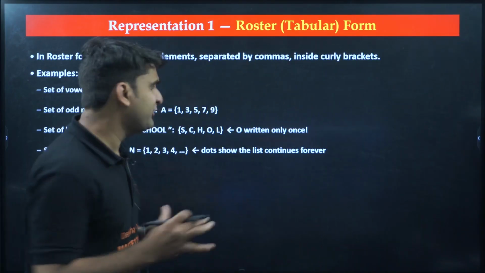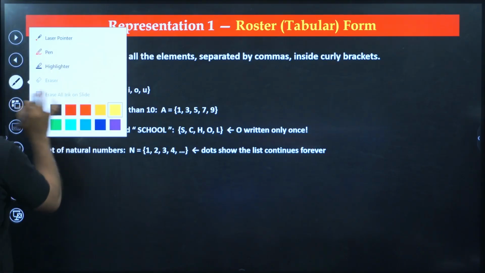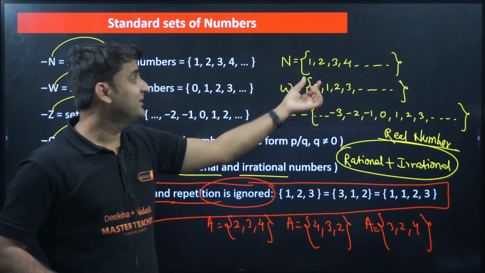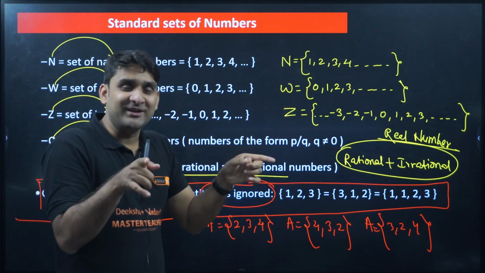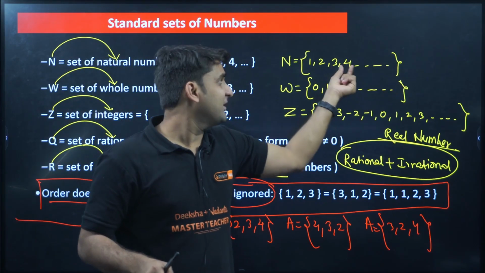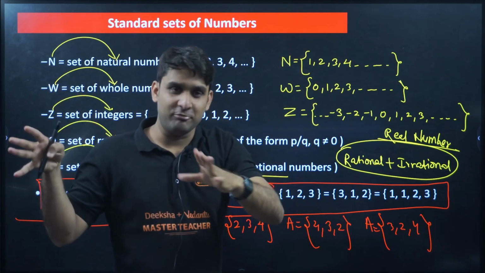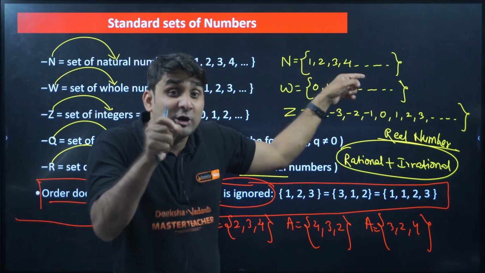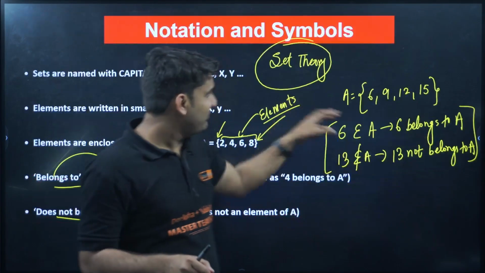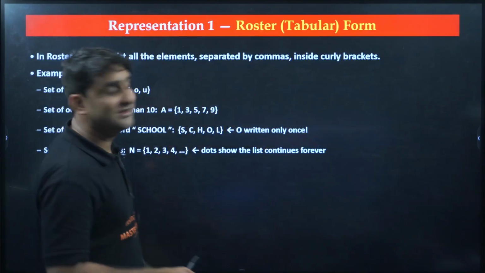So what is roster form? Listen, everyone. Whatever I have told you so far here, all are roster form. These are called roster form, when we write the elements using commas inside the brackets. There is no language. I can write in language also, for example, x such that x is a natural number, but that will be some other format. But if we are representing the numbers using commas in curly brackets, this is called a roster form. I have written so many sets here, and all the sets are roster sets.